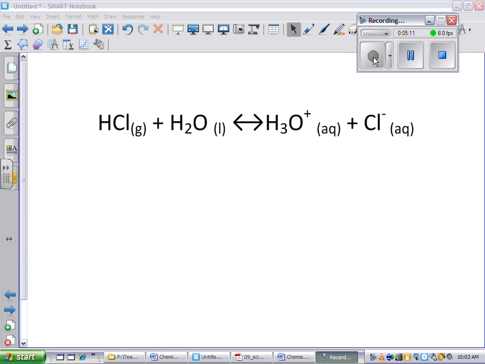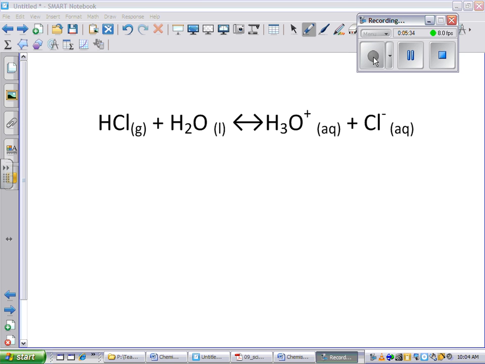So now that we know the difference between a Bronsted Lowry acid and a Bronsted Lowry base, we can now put it all together and write out an acid-base reaction. So given this reaction, hydrochloric acid plus water produces hydronium ions plus chloride ions. Where is the acid and the base?